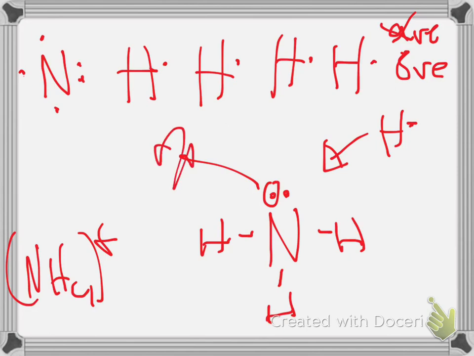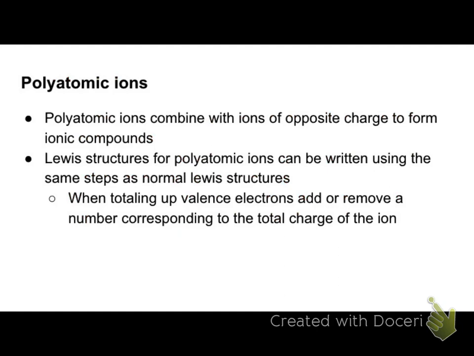Okay? So you can still follow all those same steps. You just have to then subtract, or if you're going with a negative ion, you would add in extra electrons that you should have at the end.